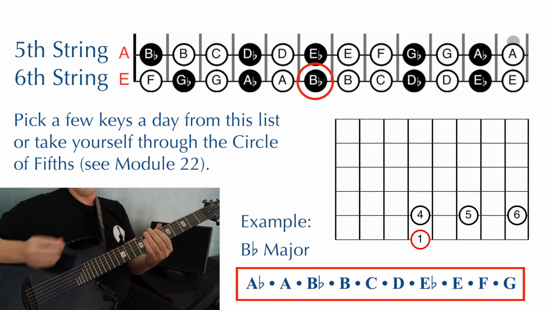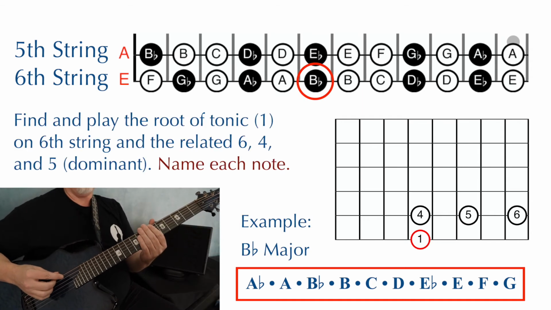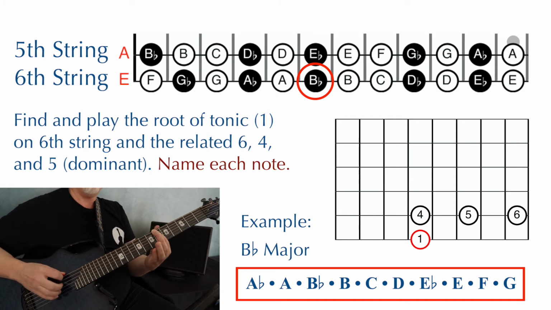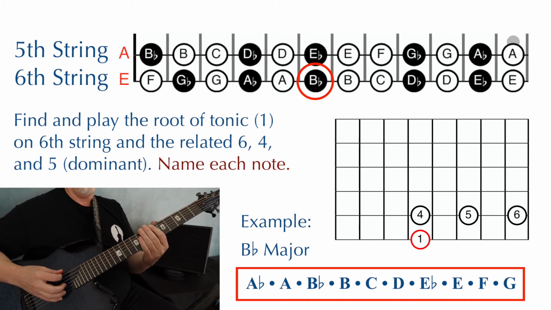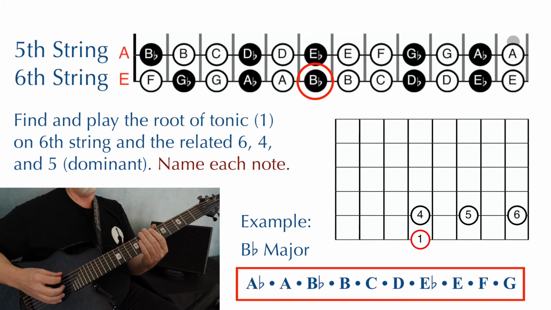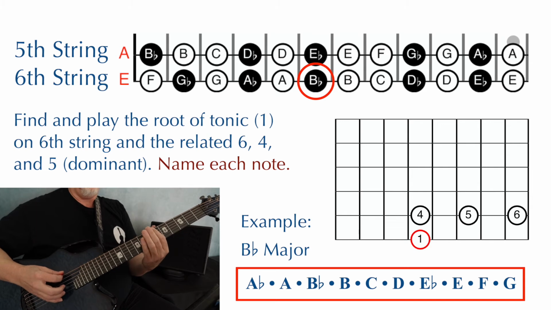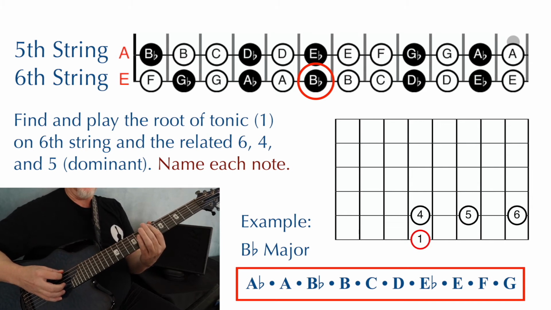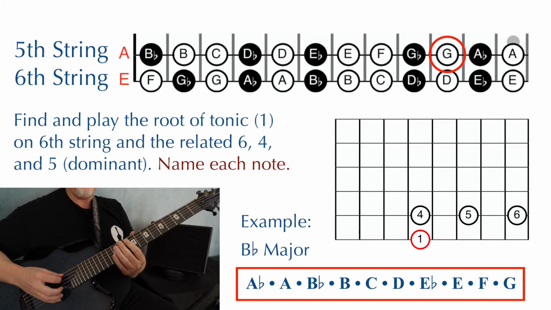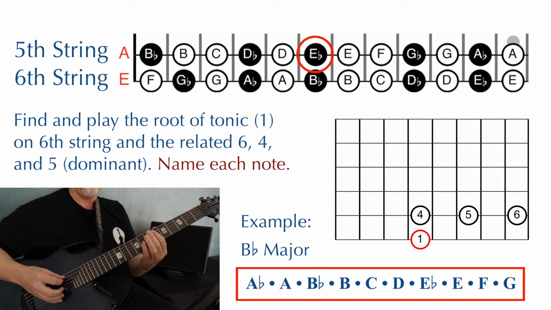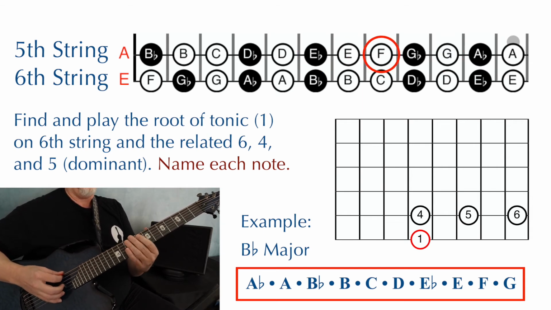What I'd like you to do is find and play the tonic note, or 1, in this case it's a B flat, on the 6th string, and the related 6, 4, and 5 notes on the nearby frets. So 1, 6, 4, 5, and 1. And name the notes as you play them. So that would be B flat, G, E flat, F, and B flat.